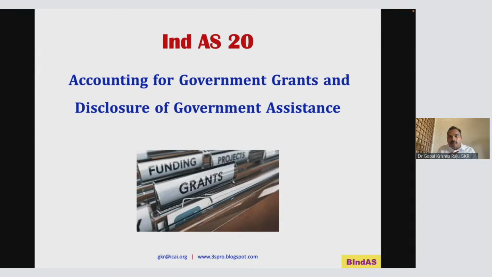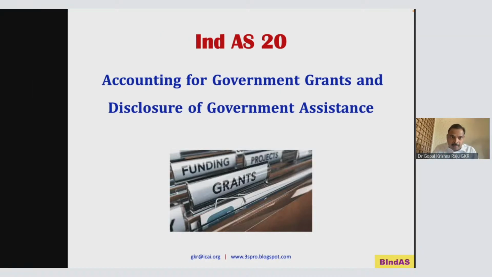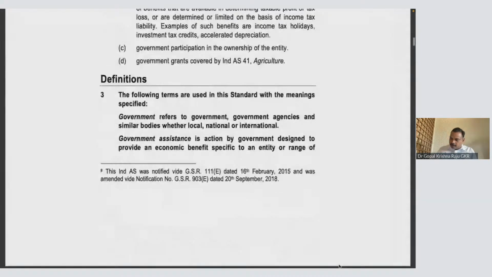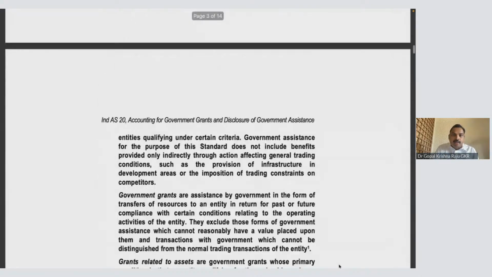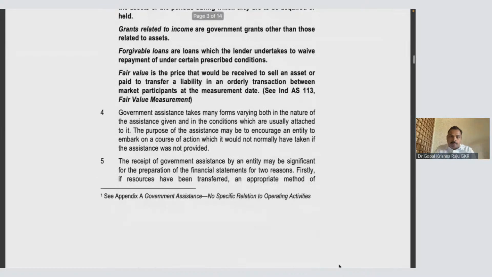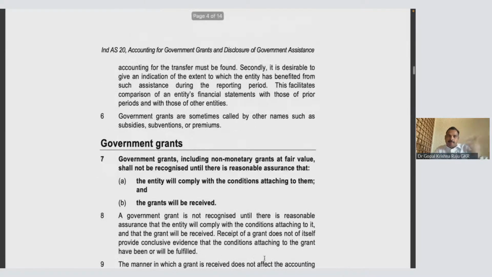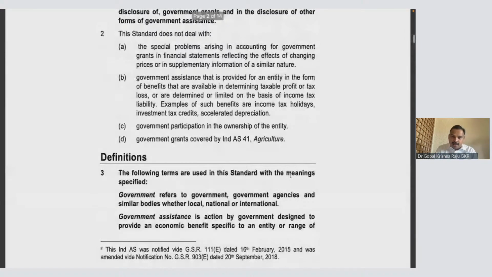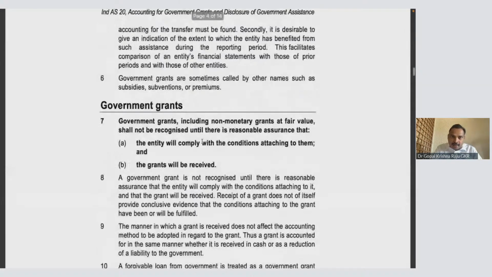So then what is government? What is government assistance? What is a government grant? Let me take you to that particular question. This standard has definitions starting from para 3, and it goes up to para 6. Actually, paras 3 to 6 are all definitions only. I'll share with you some quite interesting terms here.